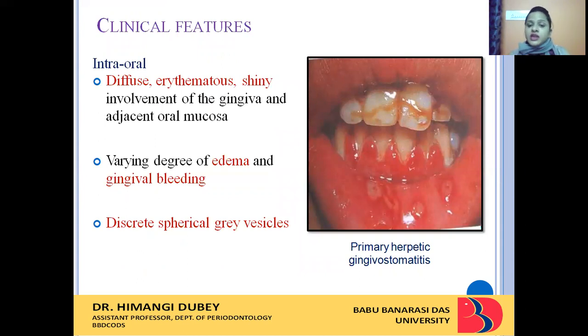Now coming on to the clinical features, oral signs. Primary herpetic gingivostomatitis appears as a diffuse erythematous shiny involvement of the gingiva and adjacent oral mucosa with varying degrees of edema and gingival bleeding. The initial lesion is characterized by the presence of discrete spherical gray vesicles, which may occur on the gingiva, lingual mucosa and tongue, soft palate, pharynx, and sublingual mucosa. In this figure, we can see primary herpetic gingivostomatitis in a 12-year-old patient with diffuse erythematous involvement of the gingiva and spherical gray vesicles in the lip.